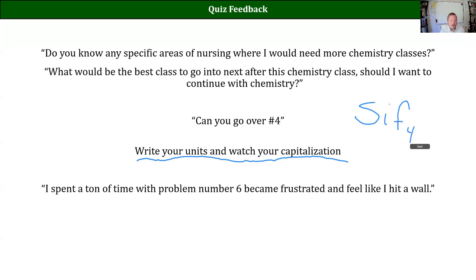SiF4, which is technically incorrect. If it's for fluorine, you need to make sure that's a capital F. I didn't take off any points for that for this one, but I will on the test, so be paying attention for it. And that's not what I wanted to do.